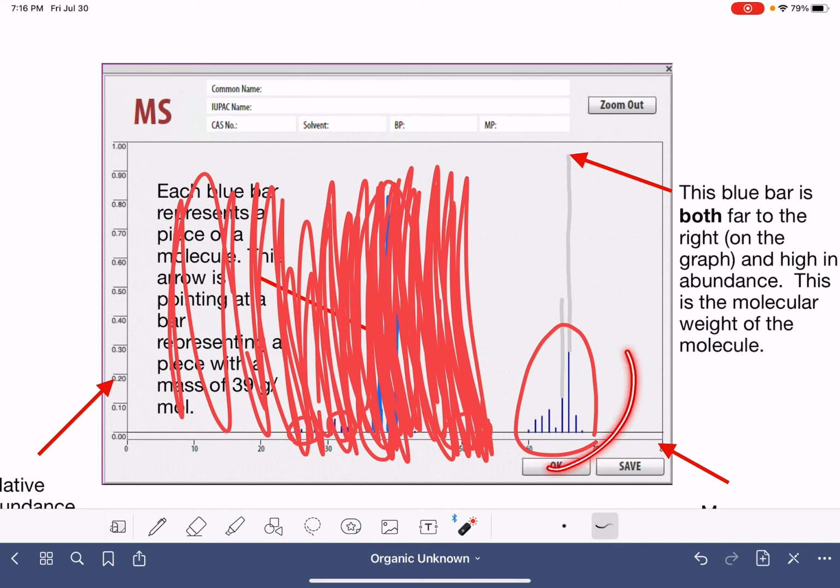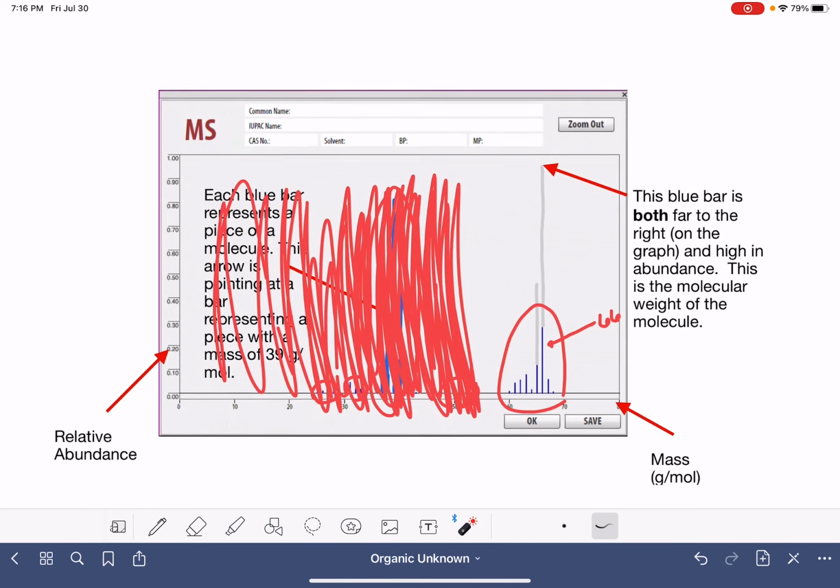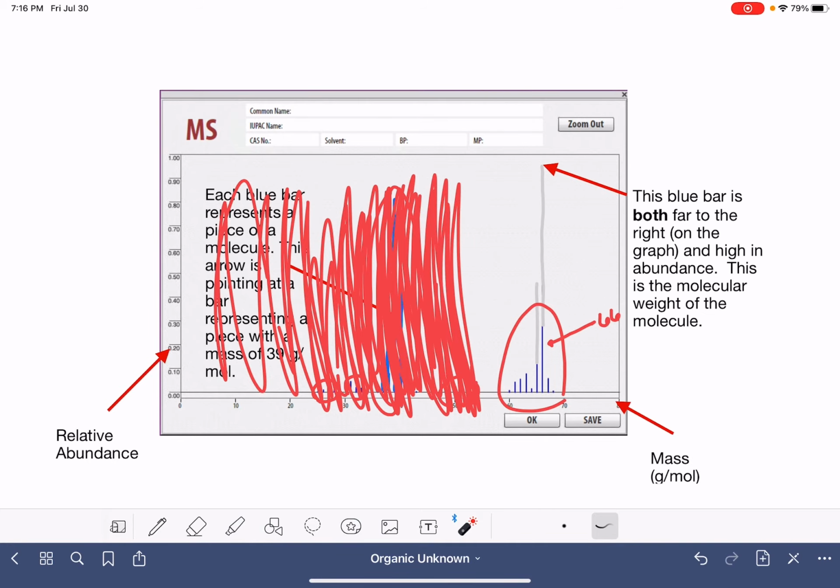When we're looking at this cluster of peaks and ignoring everything else, we want to find the largest blue bar in this cluster. That is going to be our molecular weight. So it's not necessarily the largest peak, it's the largest peak that is furthest to the right and also highest in abundance. It's not the peak that's furthest to the right, and it's not the peak that's highest in abundance. It's the peak that is furthest to the right and highest in abundance among the things that are furthest to the right. Like I said, this is the trickiest part of the whole entire post lab. This is where a lot of students get confused.